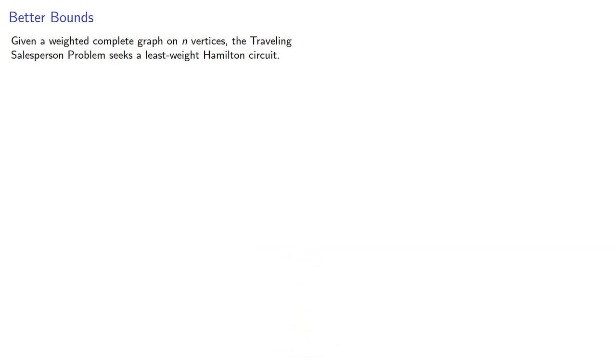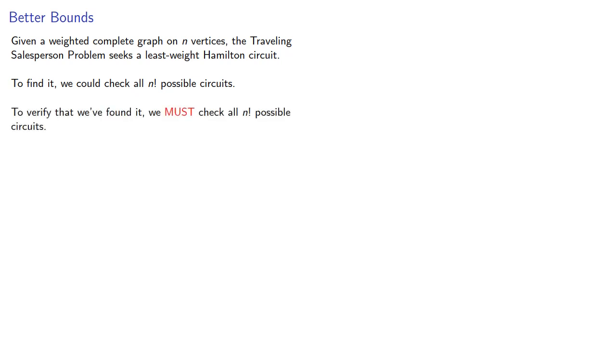Given a complete weighted graph on n vertices, the traveling salesperson problem seeks a least weight Hamilton circuit. To find it, we could check all n factorial possible circuits. To verify that we found it, we must check all n factorial possible circuits. This is impractical, so we try to find approximate solutions. But how good is a solution?